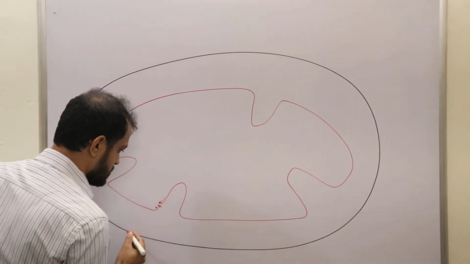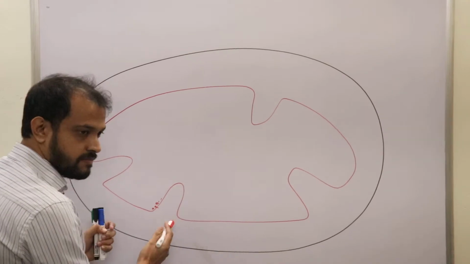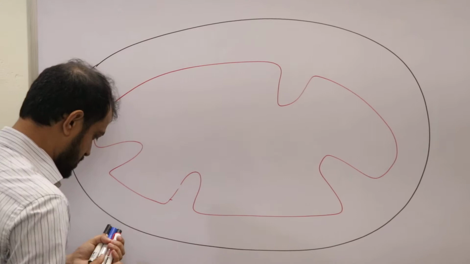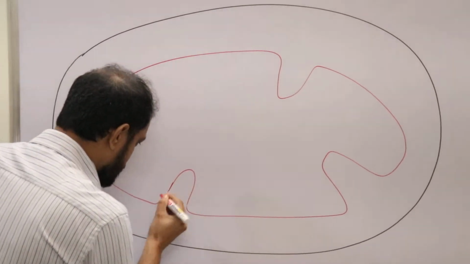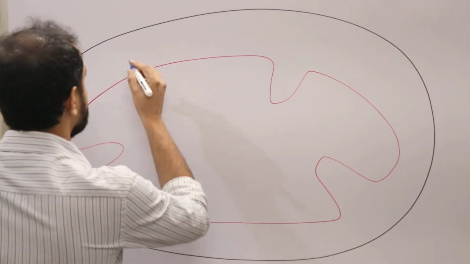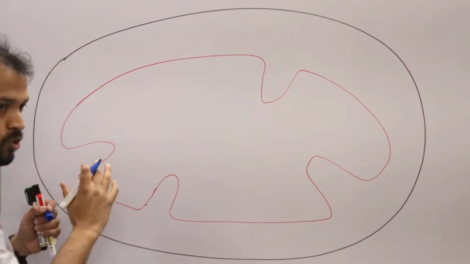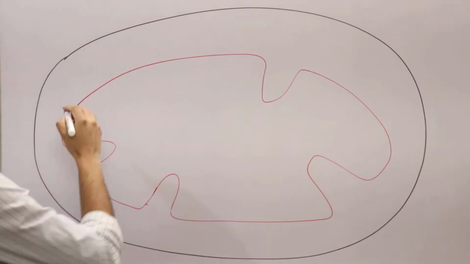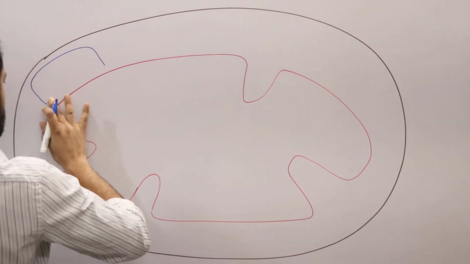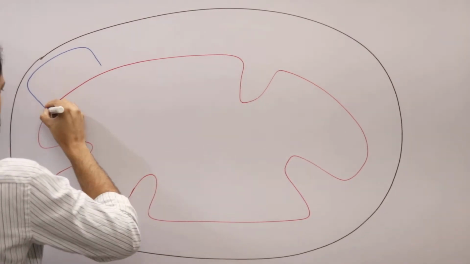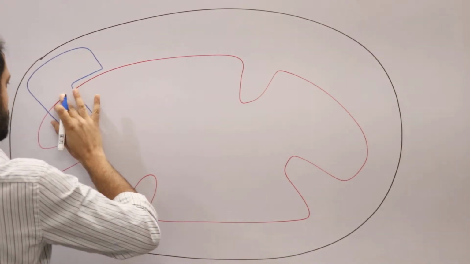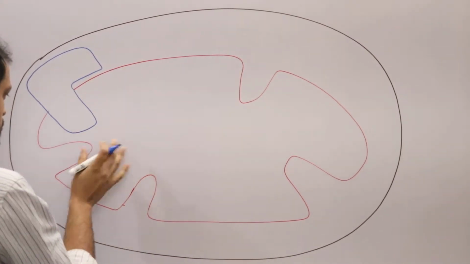Now listen with all your attention, these membranes are loaded with those proteins. You should understand one thing. Now this is complex 1. Suppose I am drawing it out of proportion to make you understand. Complex 1 is not at all that big. Now listen, suppose this is complex 1.